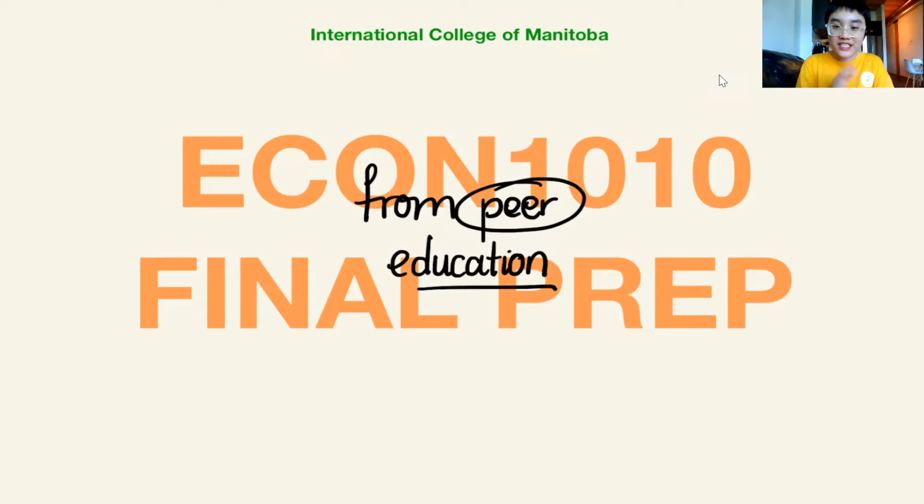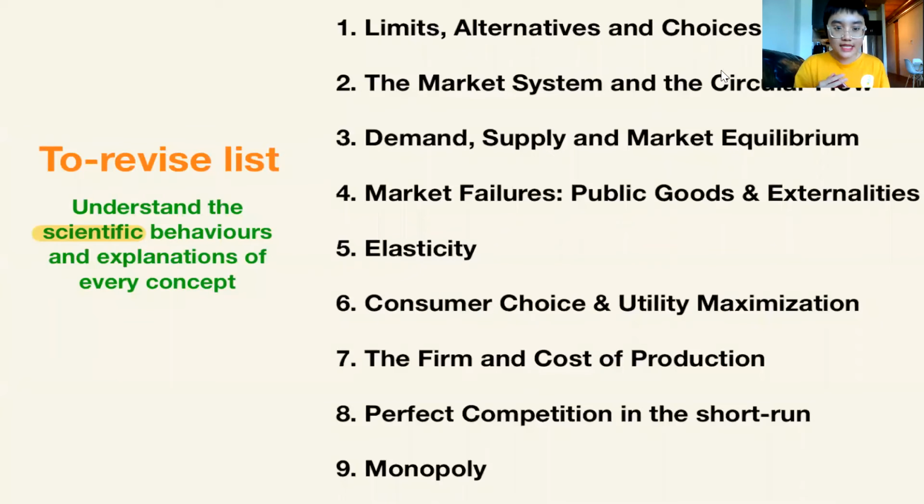Please be mindful that these are the things that I created based on my personal experience and should not be used as a checklist. So I would highly recommend you to watch the full video and then go back to your professor's course outline just to be more confident and prepared on how to study for your exam. So let's get started. For the revised list, you may want to check everything from the first chapter, limits, alternatives, and choices, to the last one, monopoly.